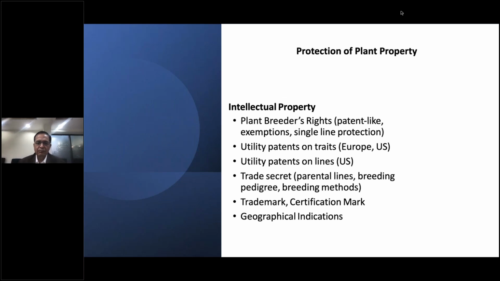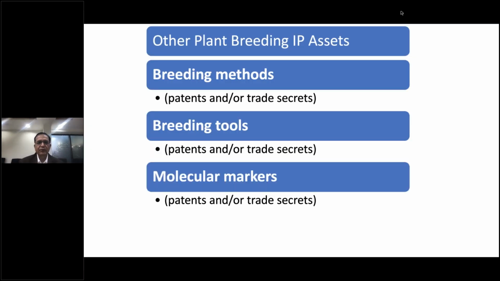Intellectual property can be, again, plant breeders' rights. Could be the primary material or derived material. A lot of derived material goes through plant breeders' rights. Utility patents on traits in countries where they are allowable, some of Europe and the US. Utility patents on lines, trade secrets and trademarks. Certification marks are more like what you see as geographical indications in some countries like the United States. So these are some of the protections that you have.